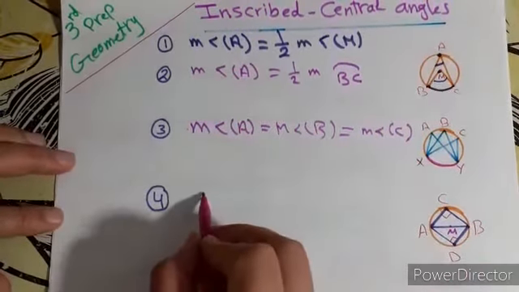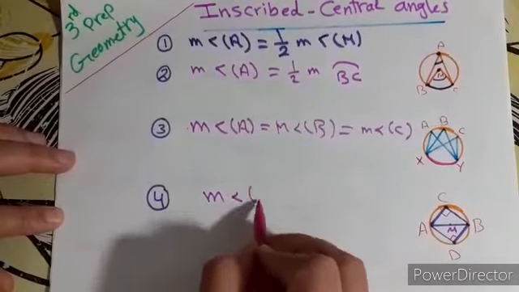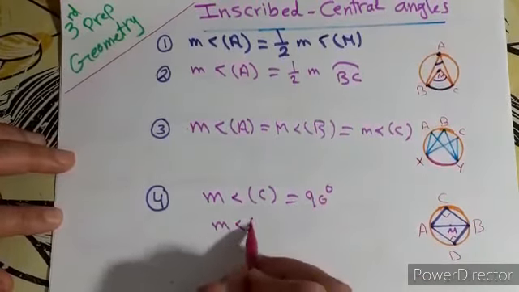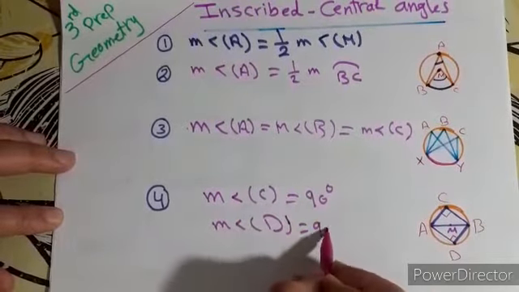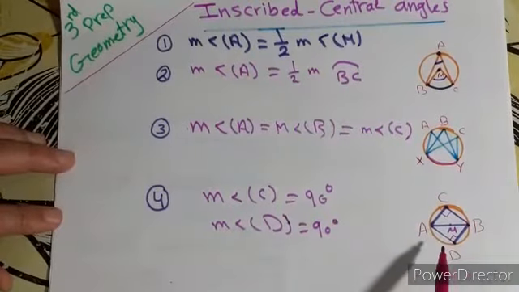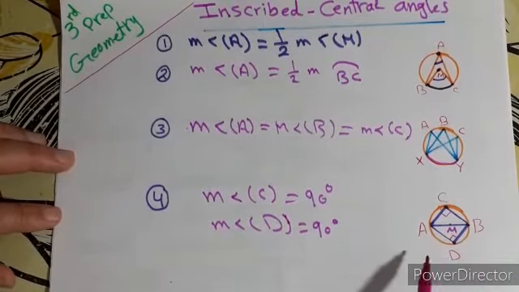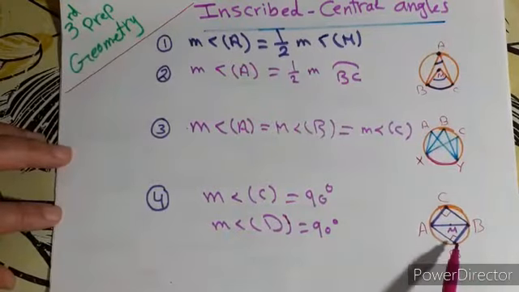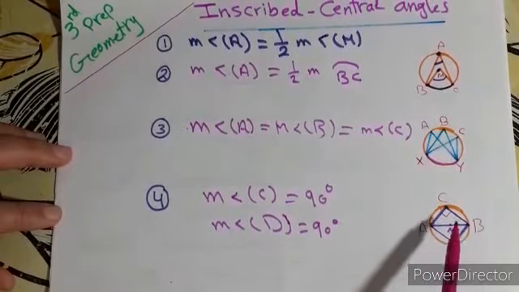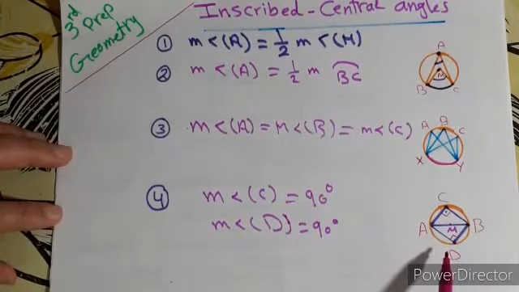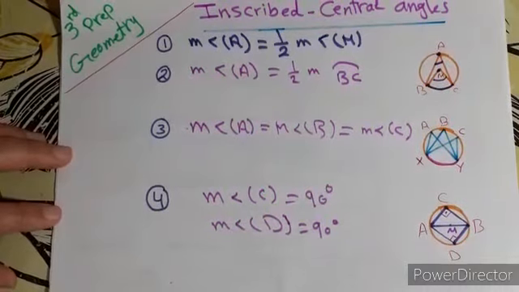In this case, we can say the measure of angle C equals 90 degrees, and the measure of angle D equals 90 degrees. Why? Because the inscribed angle drawn in a semicircle is a right angle. In another way, the inscribed angle drawn on a diameter is a right angle. So we can deduce that the measure of angle C equals 90 degrees and the measure of angle D equals 90 degrees. Now let's go to examples of this lesson.